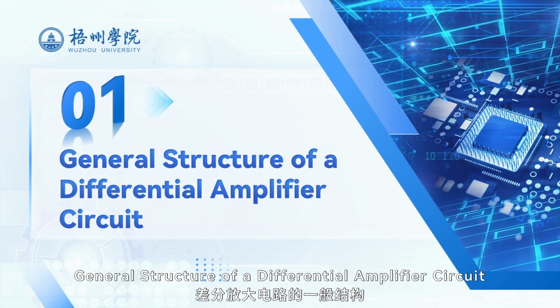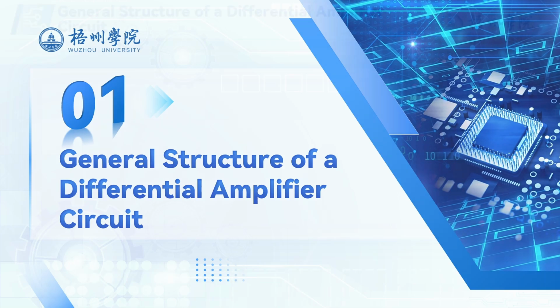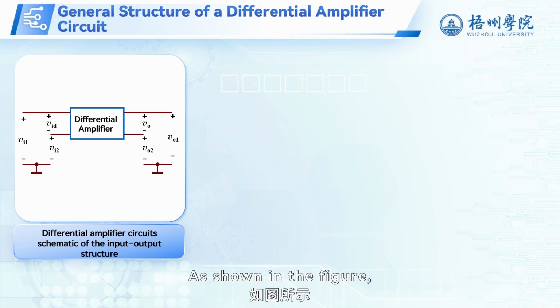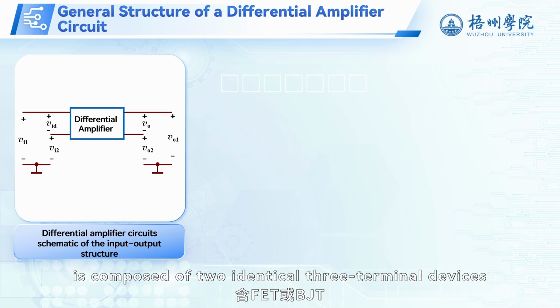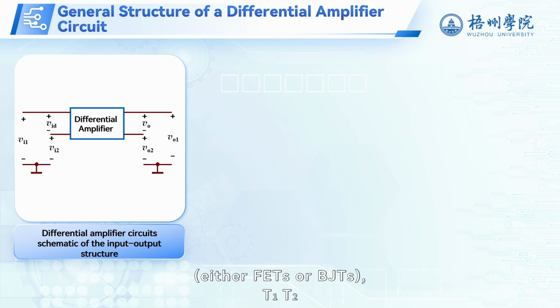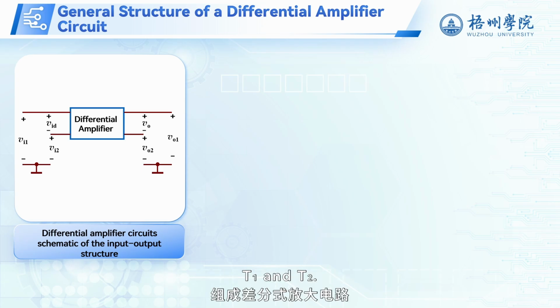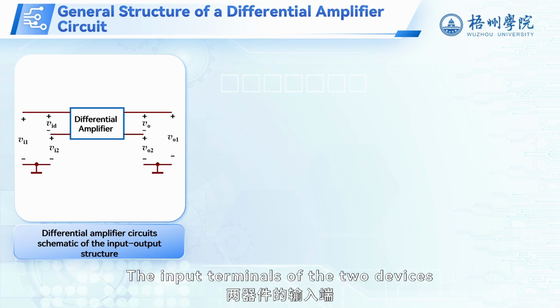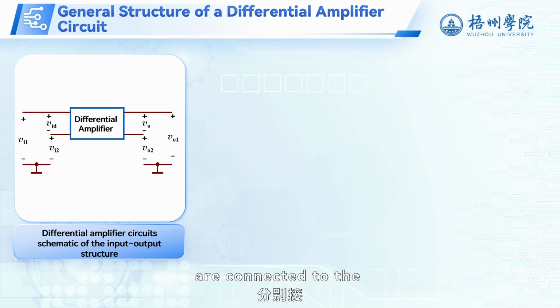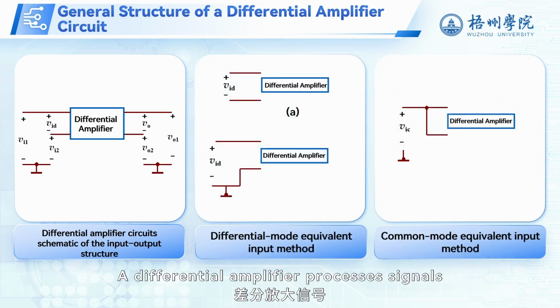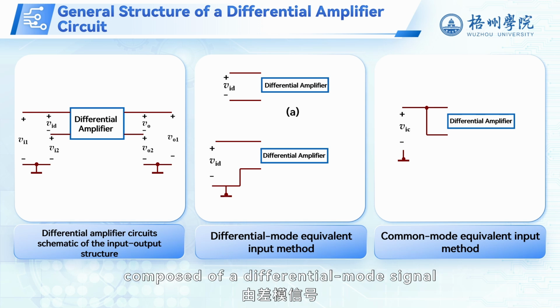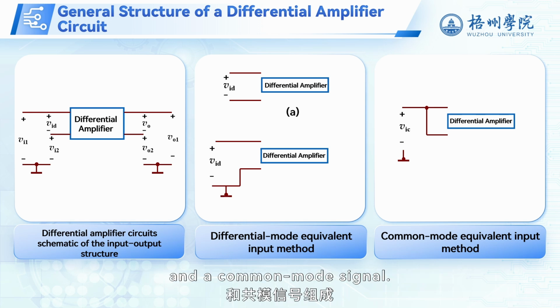General structure of a differential amplifier circuit. As shown in the figure, a differential amplifier circuit is composed of two identical three-terminal devices, either FETs or BJTs, T1 and T2. The input terminals of the two devices are connected to the input signals V_I1 and V_I2, respectively. A differential amplifier processes signals composed of a differential mode signal and a common mode signal.